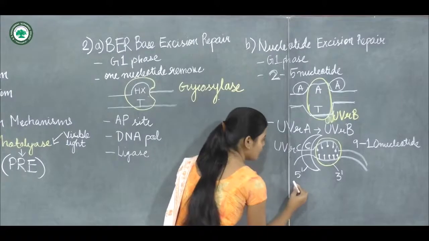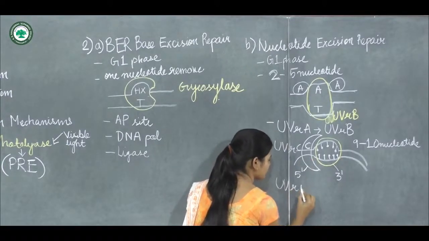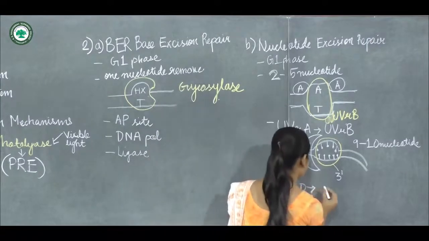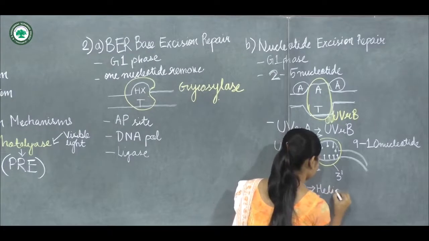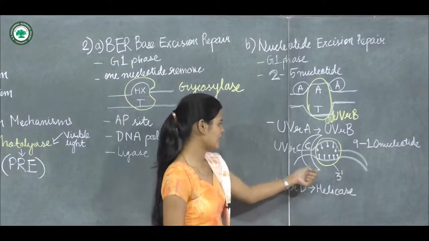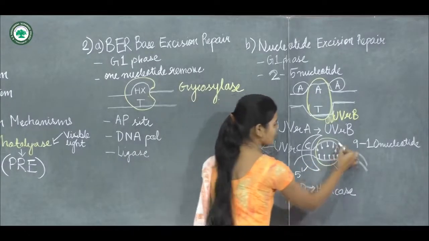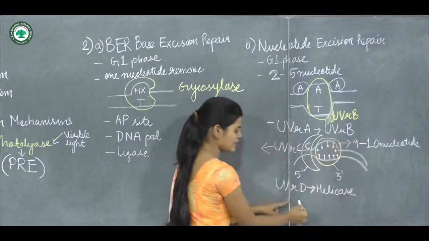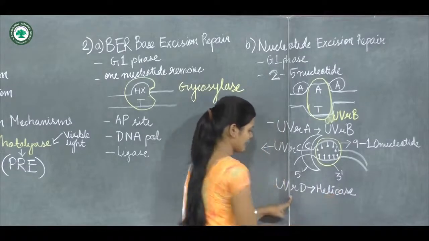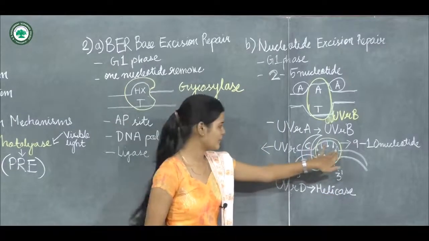After that what will happen? One enzyme will come, that is UVRD. It has helicase activity. Now what will happen? After the cut, this UVRC and UVRB will be removed. Now there will be involvement of UVRD. Now this has helicase activity. It will unwind the DNA at this place.